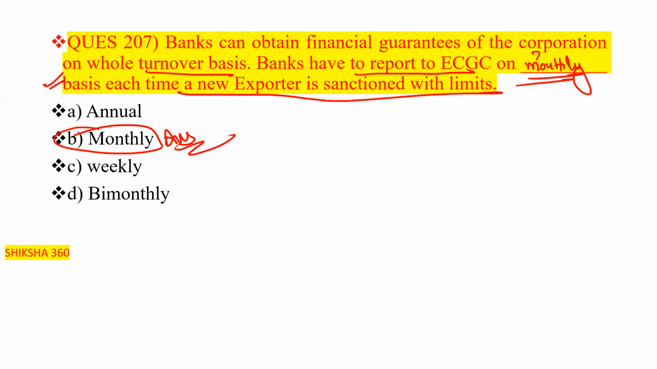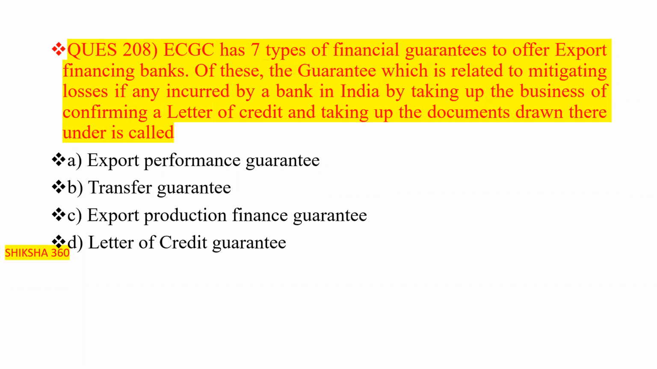Now move to the next question. ECGC has 7 types of financial guarantees to offer to the export financing banks. Out of these, the guarantee related to mitigating losses, if any, incurred by a bank in India by taking up the business of confirming a letter of credit and taking up the documents drawn thereunder is called what? The options are: export finance guarantee, transfer guarantee, export production finance guarantee, or letter of credit guarantee. These are the guarantees given to the banks.